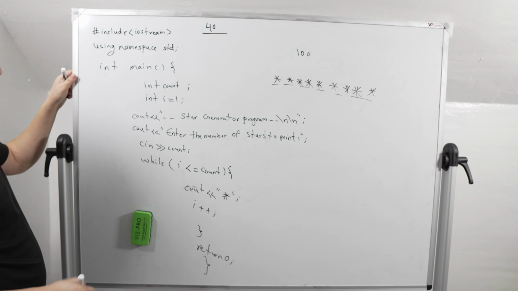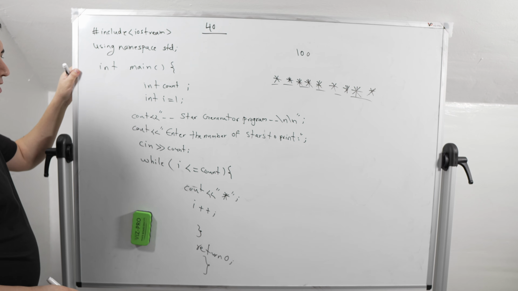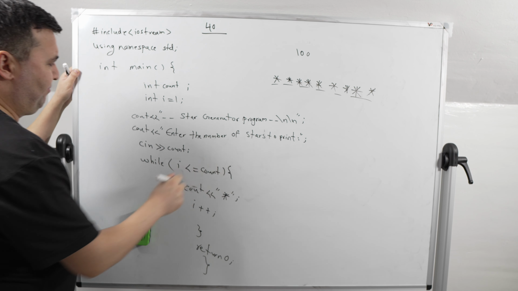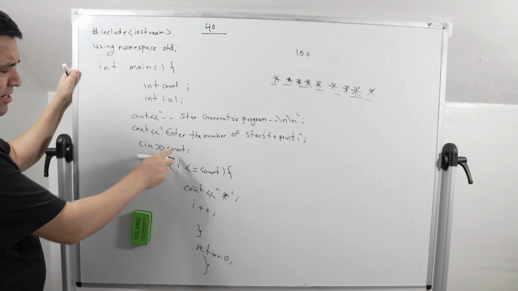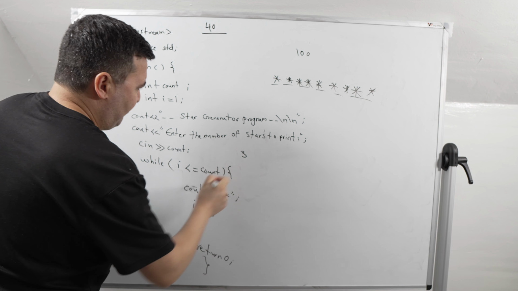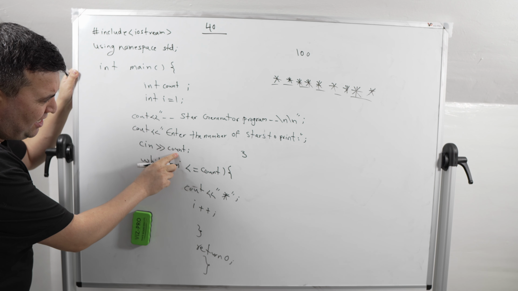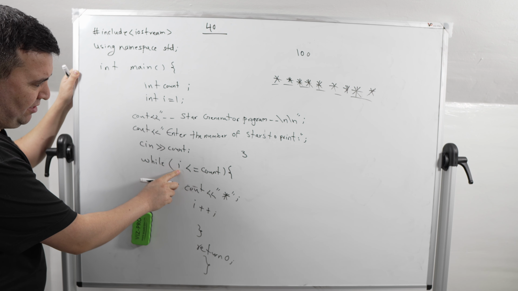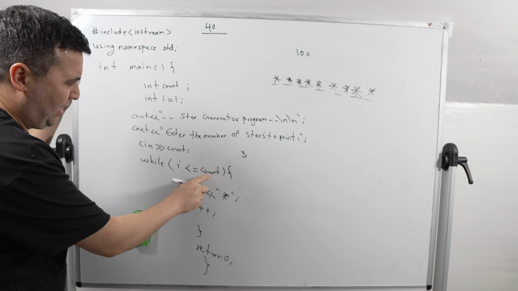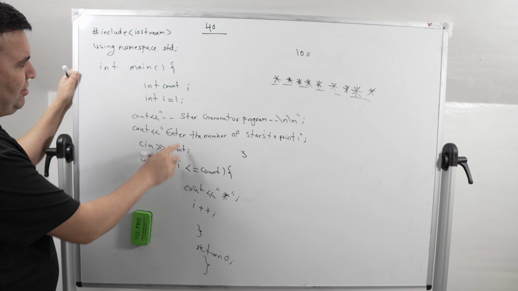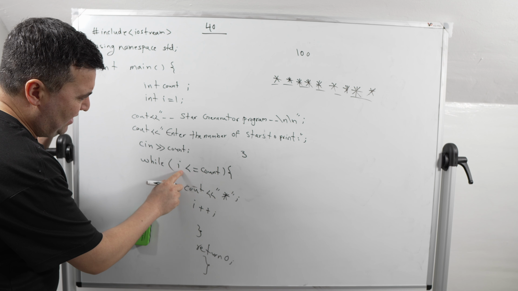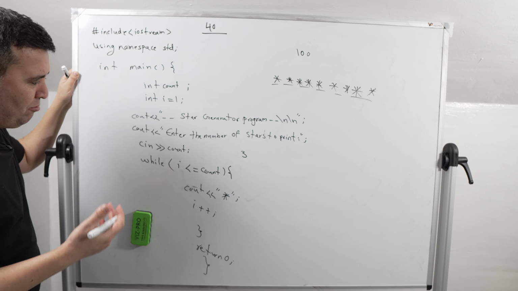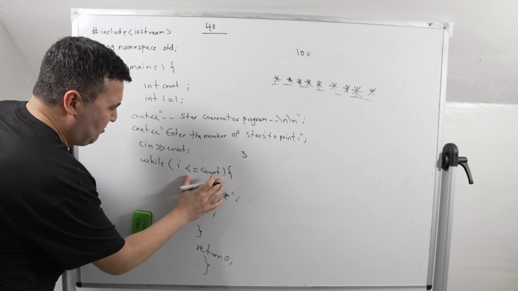So for example, our program asks the user to enter the number of stars to print. Whenever, for example, the user enters 3, we store the 3 inside the count variable. And then here we check the condition. If I is less than or equal to count, the value of I is first 1. Is 1 less than or equal to 3? Yes, 1 is less than 3, so the condition becomes true.